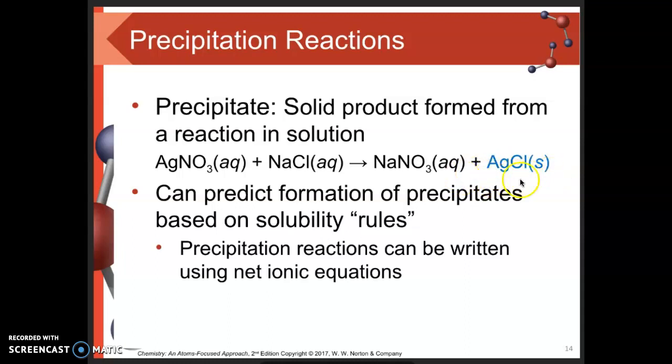So how did I know that silver chloride was going to be a precipitate? Well, I have to know my rule for chlorides, and that chlorides are usually soluble in water. However, silver is one of the exceptions to that rule, and therefore silver chloride is actually going to be an insoluble solid instead of a soluble one. Now, precipitation reactions we can often write using net ionic equations, and we'll get to more of that in just a minute.